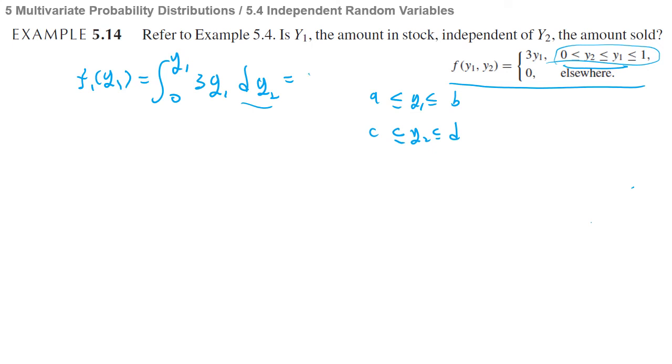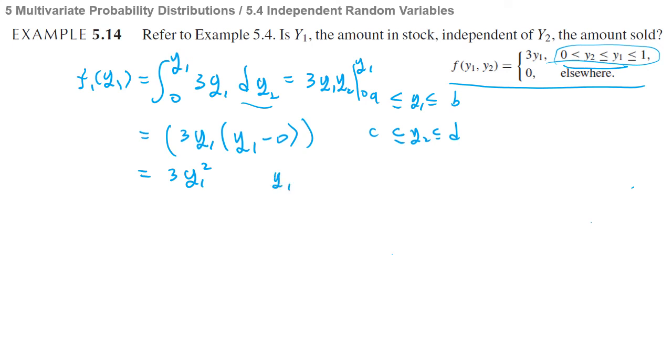Integration is with respect to y2, so it is 3y1 y2, and y2 is from 0 to y1. And so this is 3y1 times (y1 minus 0), and so this is 3y1 squared, and y1 is from 0 to 1.